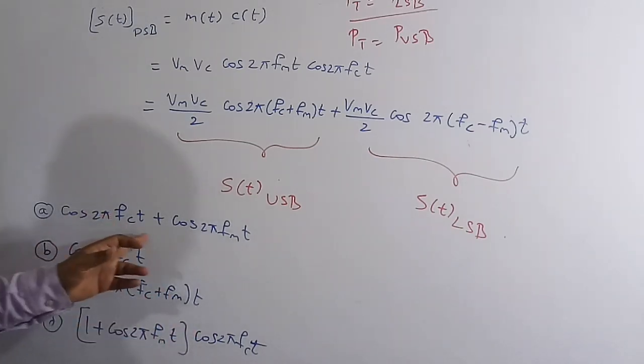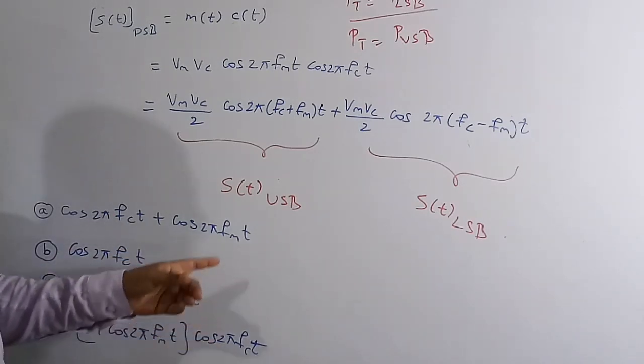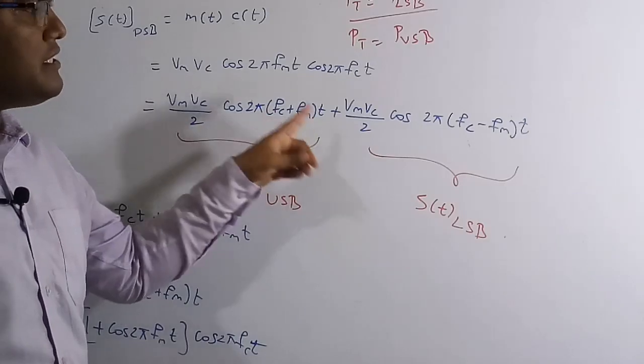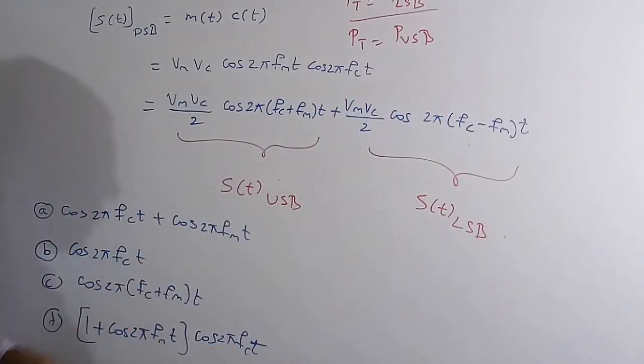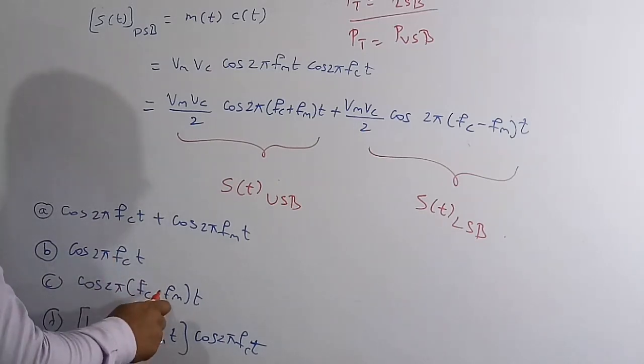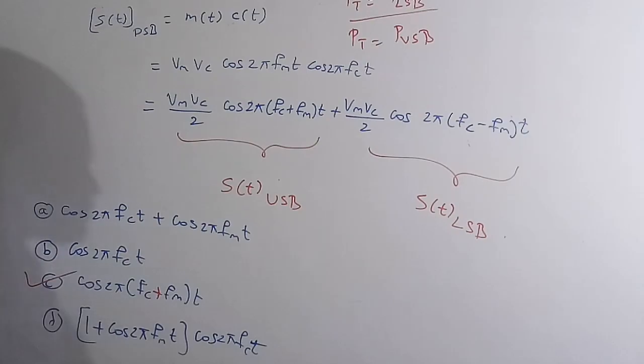So in the options, if there is FC plus FM or FC minus FM, both are correct. Here there is only FC plus FM. Suppose if there is FC minus FM also, it is correct. So in the question they have given FC plus FM, and therefore this is the correct solution of this question.